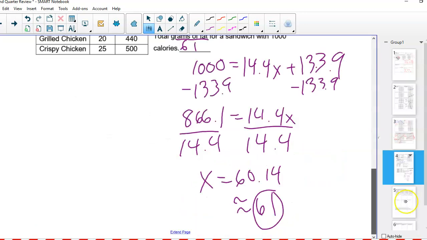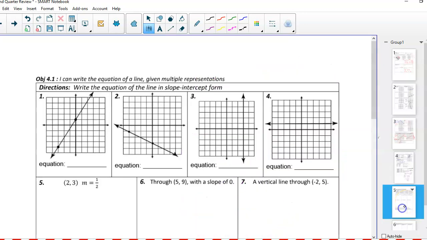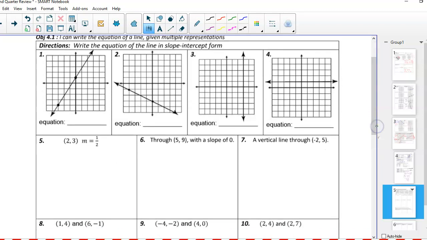Alright, on the next page, we are writing equations in slope-intercept form. So now that we are actually writing the equations, if it's a slant, we need slope-intercept. If it's just a vertical or horizontal line, we need x equals or y equals some number. That's it. So we'll do one of these and one of these. Which two do we want to do?